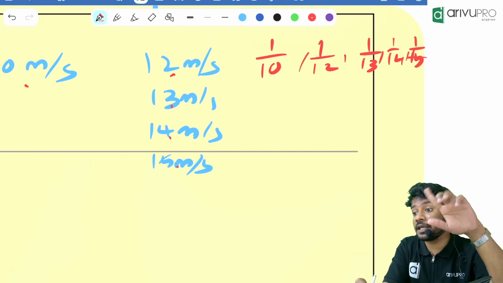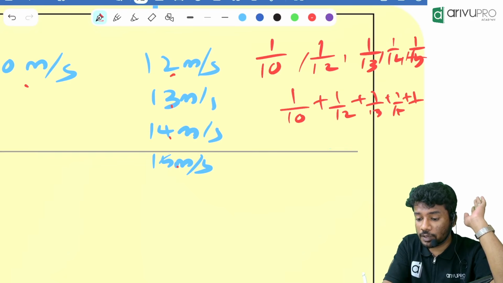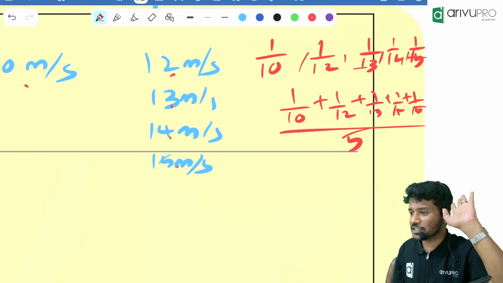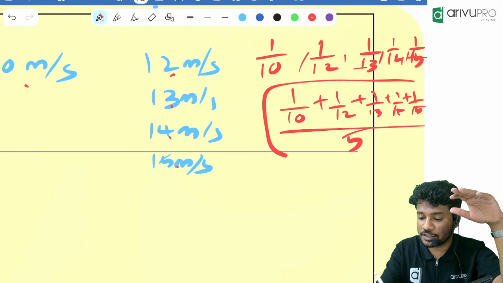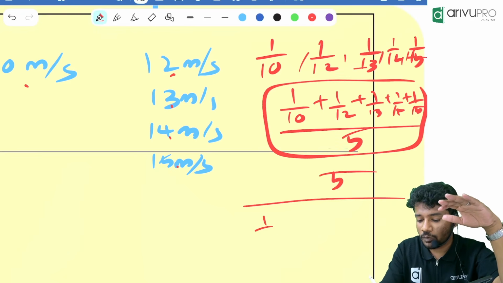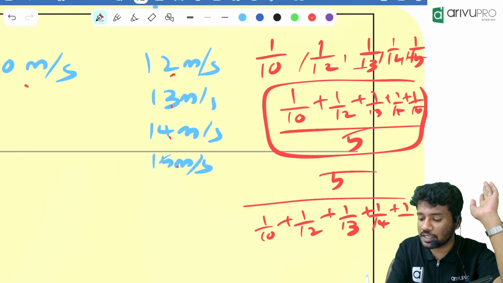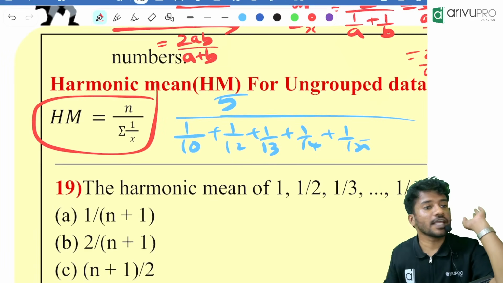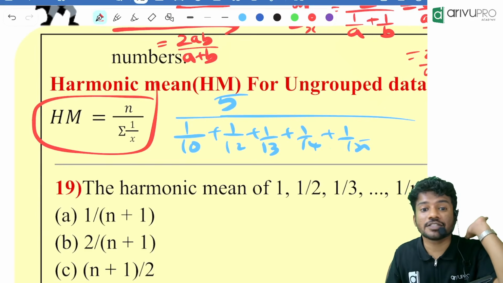Then for the arithmetic mean of reciprocals, we need to find the AM of this. That is 1 by 10 plus 1 by 12 plus 1 by 13 plus 1 by 14 plus 1 by 15. How many terms are there in total? 5 terms. Then the arithmetic mean of reciprocals is done. Then what is the complete definition? Reciprocal of the arithmetic mean. The reciprocal of this is 5 divided by 1 by 10 plus 1 by 12 plus 1 by 13 plus 1 by 14 plus 1 by 15. So instead of writing all that, you can just use this formula: N divided by sigma 1 by x is the formula for ungrouped HM.